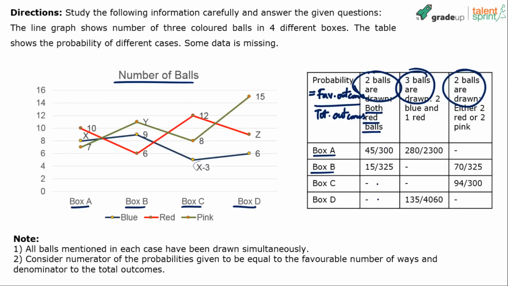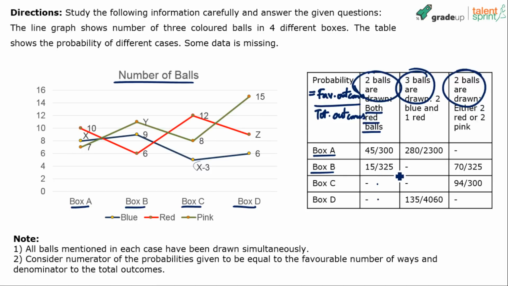Now, based on this data, can you not find out what is the value of X? You can find it out. Similarly, if you want to draw 2 red balls from box B, that can be done in 15 ways. If you want to draw 2 balls from box B overall, it can be done in 325 ways. Number of favorable outcomes, both are red balls. Total number of outcomes, 2 balls are being drawn.